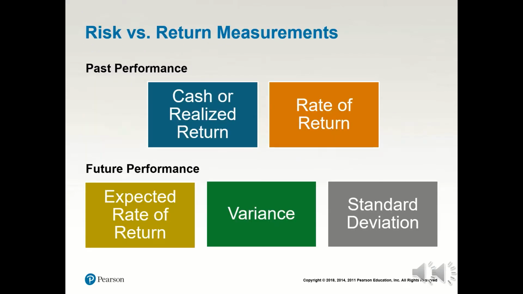In Chapter 7, we're learning how to measure risk and return. On past performance, it can be pretty straightforward, as we can see exactly what happened. We can measure the past performance returns either through our actual cash or realized return, or as a rate of return, which is a relationship between the realized return and our original investment.